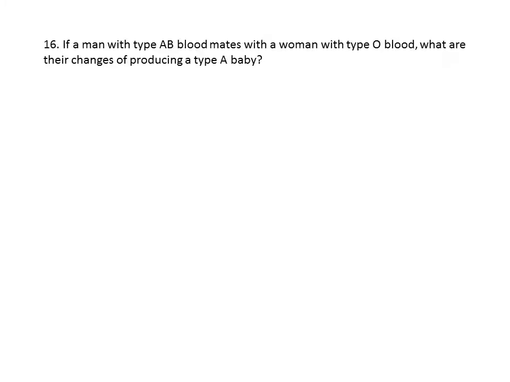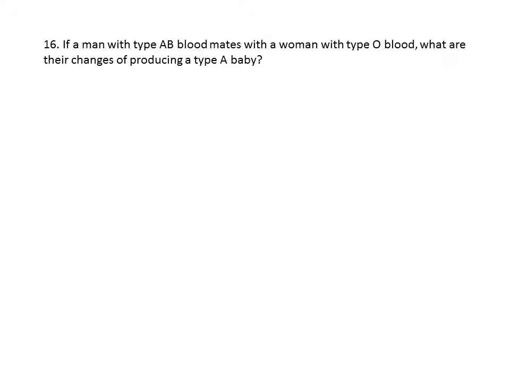In a blood type problem, the only possible genes are capital A, capital B, and small o. There are no other genes possible. No small a's, no small b's, for instance.